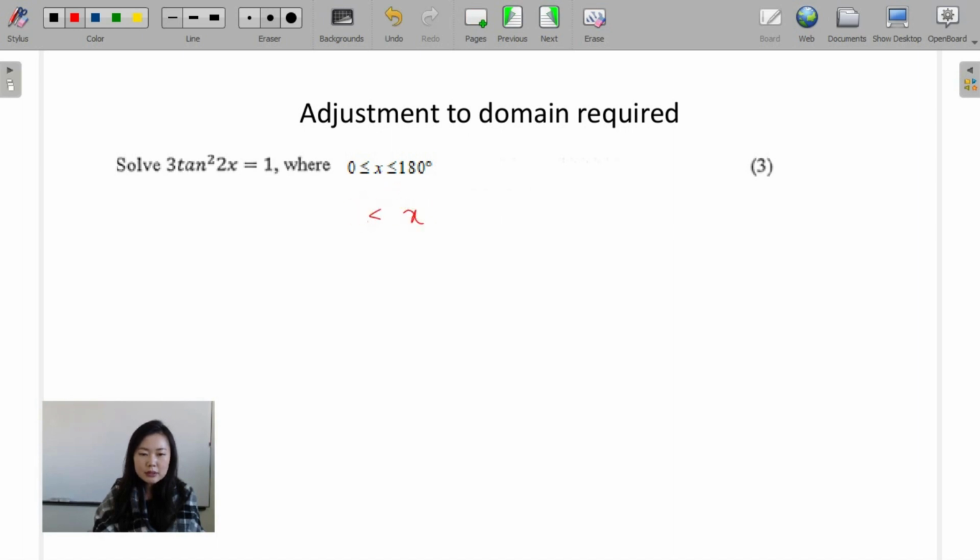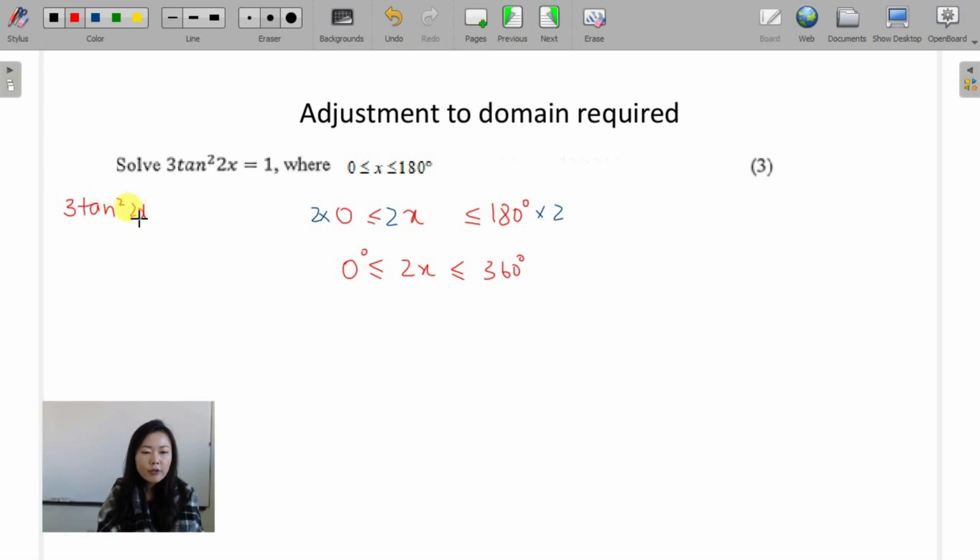So x is meant to be in between 0 and 180. And then what you do is, okay, it should be 2x, not x. So you times everything by 2 to adjust the domain first. In other words, initially when you solve, it should be quoting answers between 0 and 360 degrees. All right, so keeping that in mind, we're going to try to simplify this first.